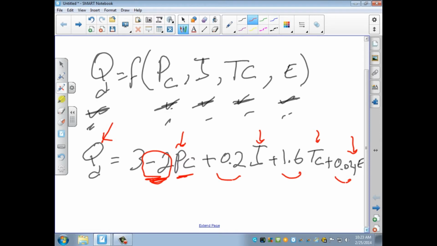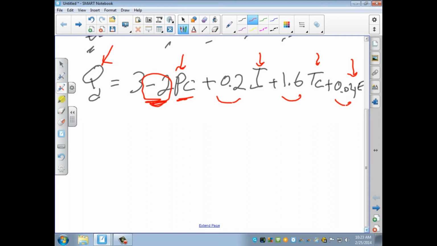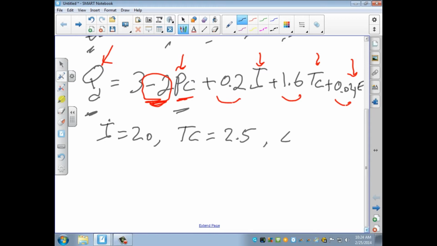All right. Now, since we want to draw this on a 2-dimensional plane, we only need 2 variables. And the 2 variables we're going to work with would be quantity demanded and the price. So we have to assume all the other variables are constant. So those other variables would be given to you. For example, income would be equal to 20. Telecommunication index would be equal to 2.5. Expectation would be equal to 100.